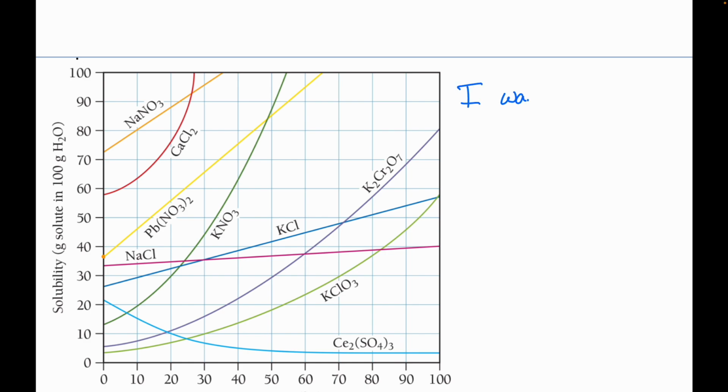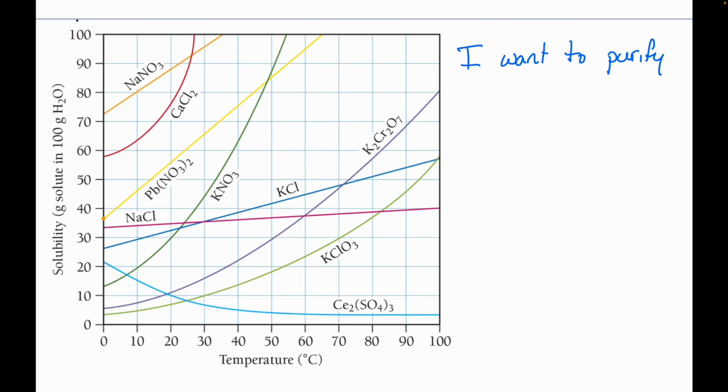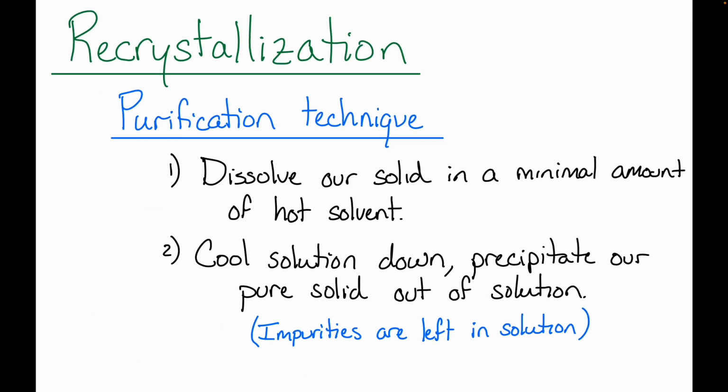Okay, I want to purify, let's pick one here, I want to purify 75 grams of this lead(II) nitrate. That's our goal here. Okay, so step one, as we said, we want to dissolve that in a minimal amount of hot solvent. We don't want to use too much.